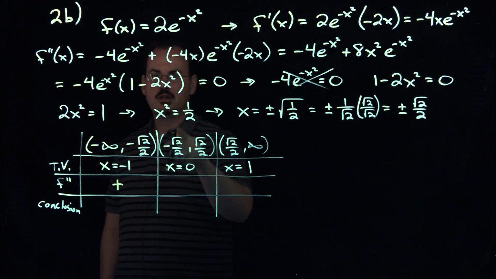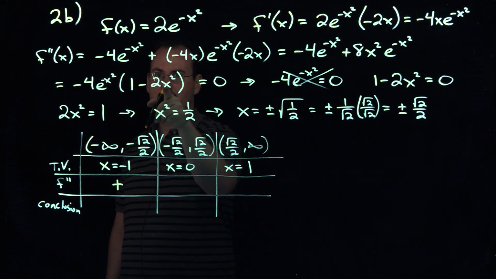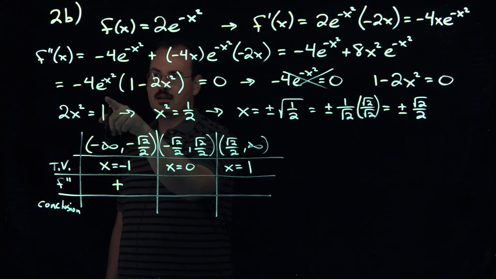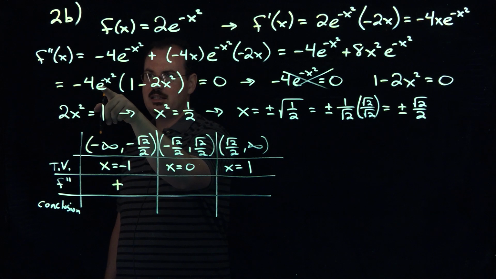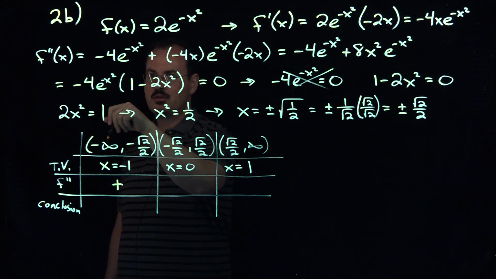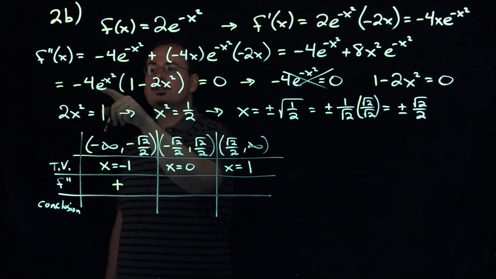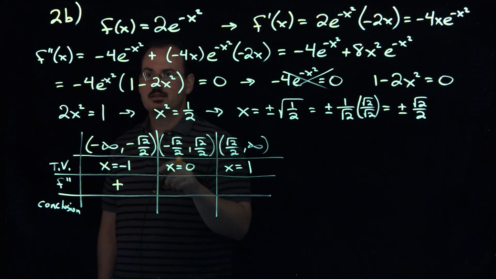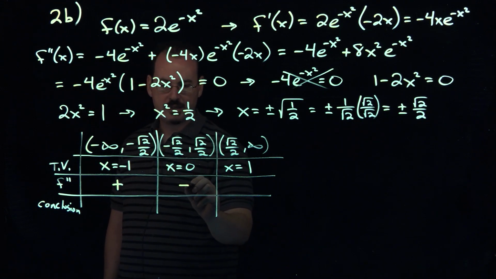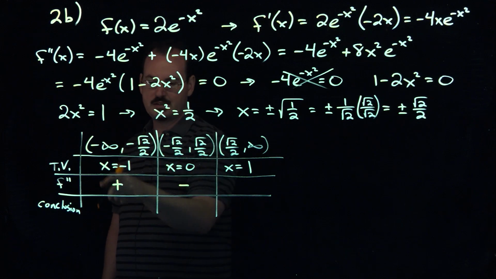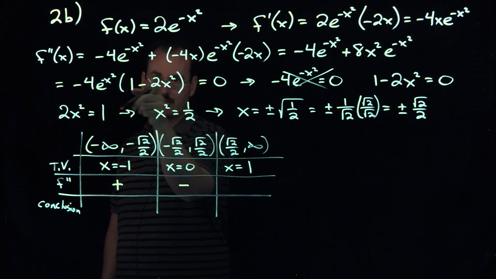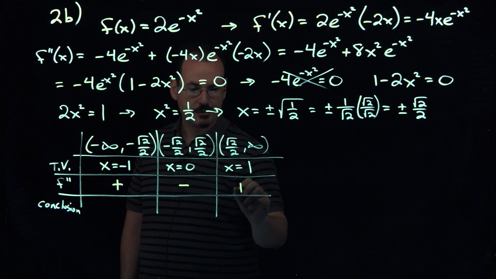When I plug in 0, notice what happens now. I've got a positive number here, 1 minus 0, and then here I've got e to the 0 power. E to the 0 power is 1, so that means this whole term is going to be negative. So I've got a negative times a positive, that's negative. And then when I plug in 1, I'm going to get the same thing that I got when I plugged in -1, because both of those x's are squared. So that's going to be positive.